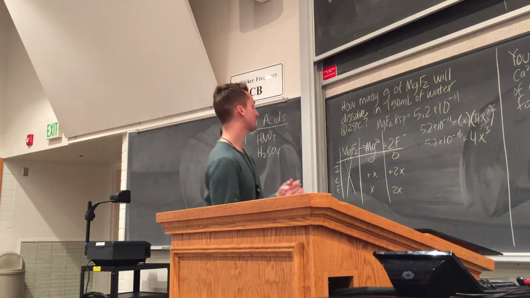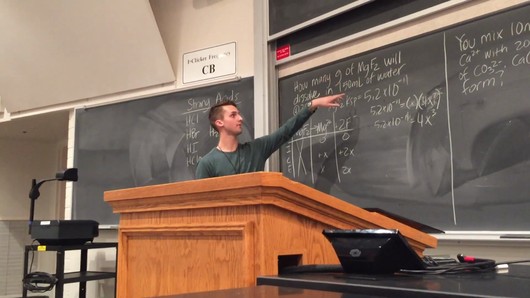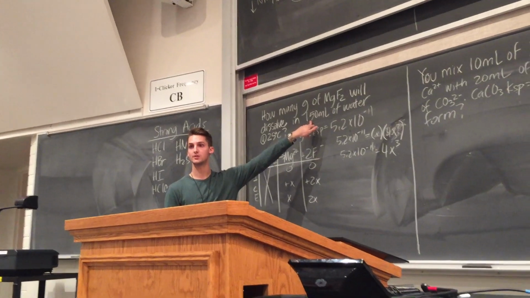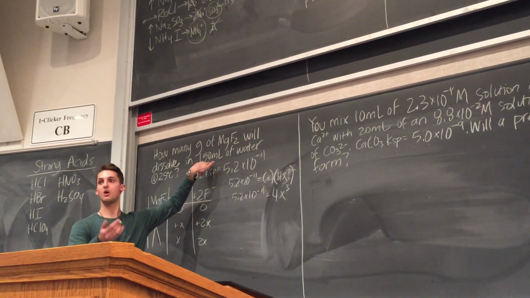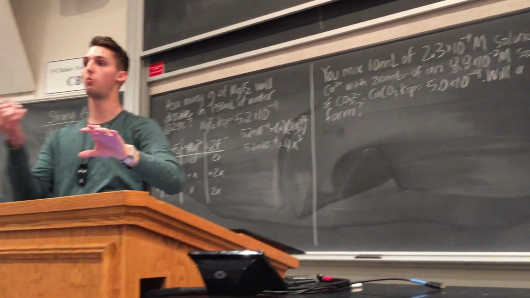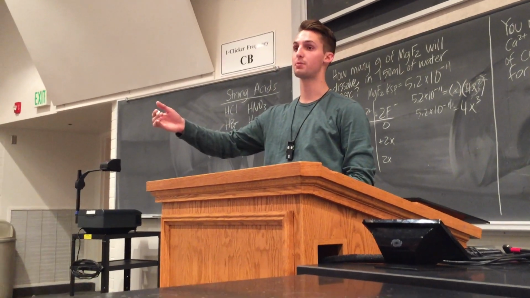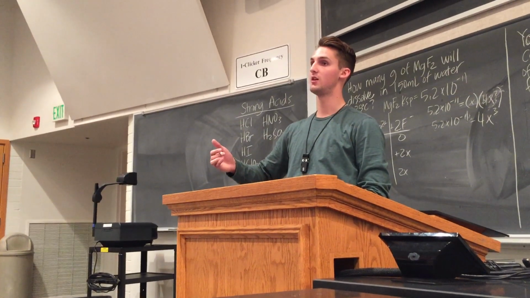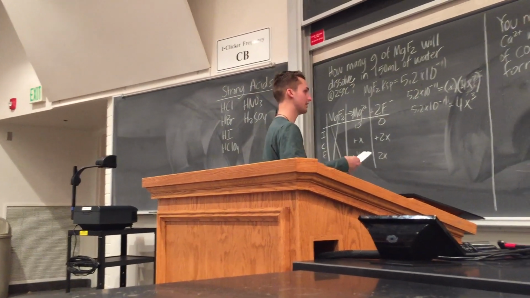So, reading this problem, I want to know how many grams will dissolve in 150 milliliters or 0.15 liters. So you can kind of see where this is going. I'm going to solve for the molar solubility, which is moles per 1 liter. And then I'm going to find out how many moles it is per 0.15 liters. And then I can find out how many grams it is per 0.15 liters, okay?